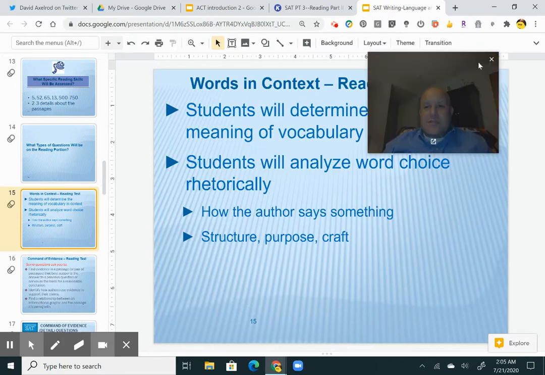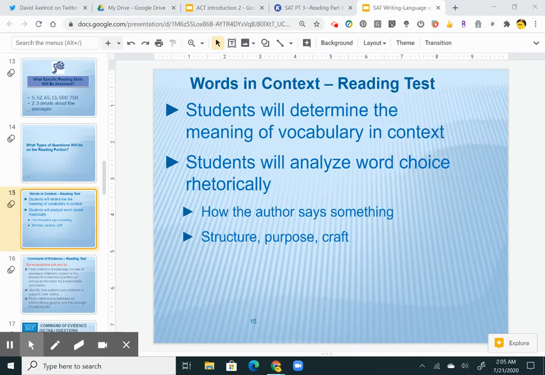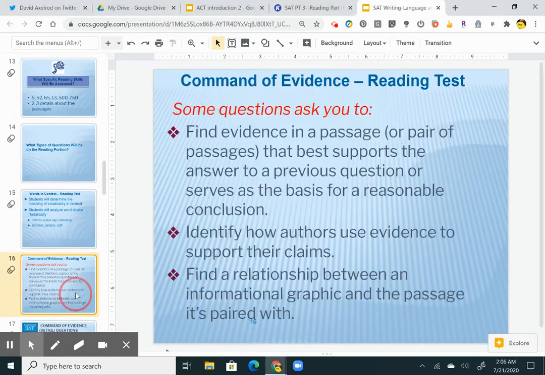Words in context. So I'm going to hide myself here and I'm talking about words in context. That's one of the major types of questions you'll see. You determine the word meaning, the vocabulary, word in context. I'm going to show you some examples of these in a moment. You're analyzing word choice. The author says something. How are they saying it? What's the structure, the purpose, their craft?